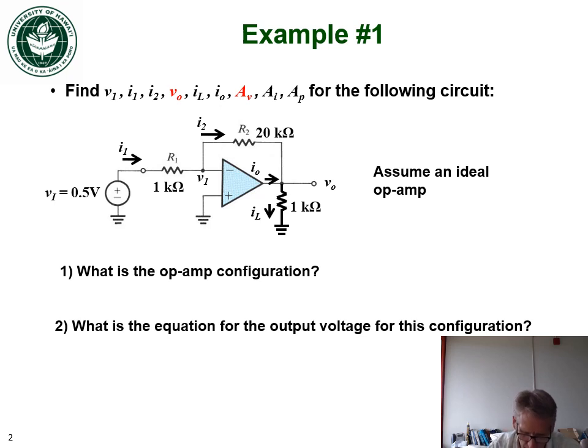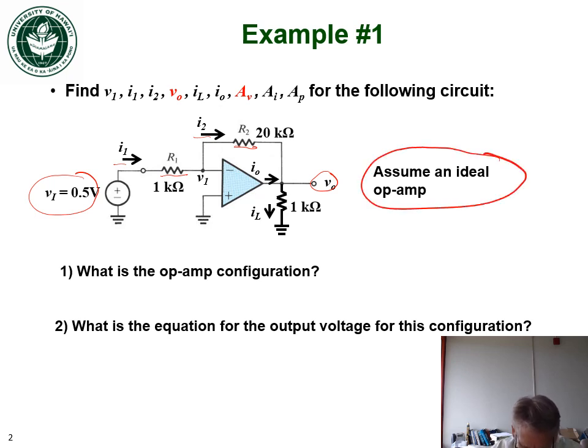So let's start out with example 1. What we see is an Opamp configuration here where we have resistor R1, resistor R2. We have an output voltage, we have an input voltage of 0.5 volts. We have two currents coming in, I1 and I2, and an output current and a load current. So the first question we'd like to answer here, we'd like to find VI, I1, I2, VO, IL, IO, AV, AI, and AP. And we're going to assume this is an ideal op-amp.